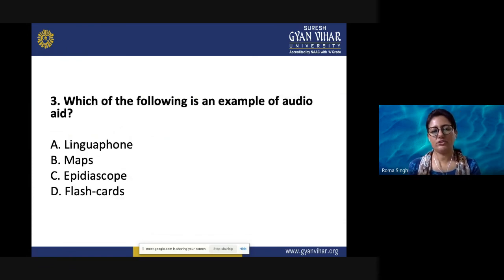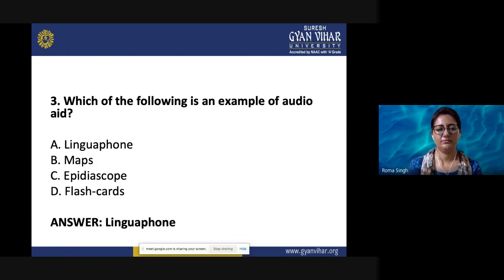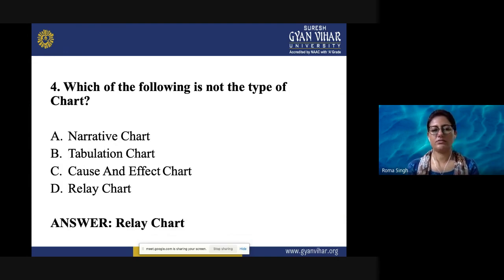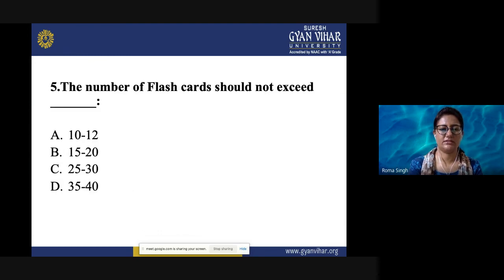Next question is, which of the following is an example of audio aid? Linguaphone, maps, epidioscope, or flashcards? So linguaphone is a kind of language phone where you improve your vocabulary. So it is a kind of audio aid. Next question is, which of the following is not the type of chart? With this we have discussed the types of chart. The options are narrative chart, tabulation chart, cause and effect chart, or relay chart. So the wrong answer is relay chart. It is not any kind of chart which we have discussed.